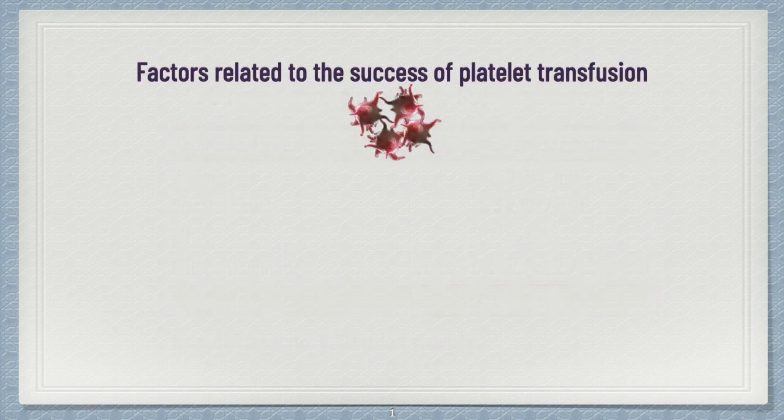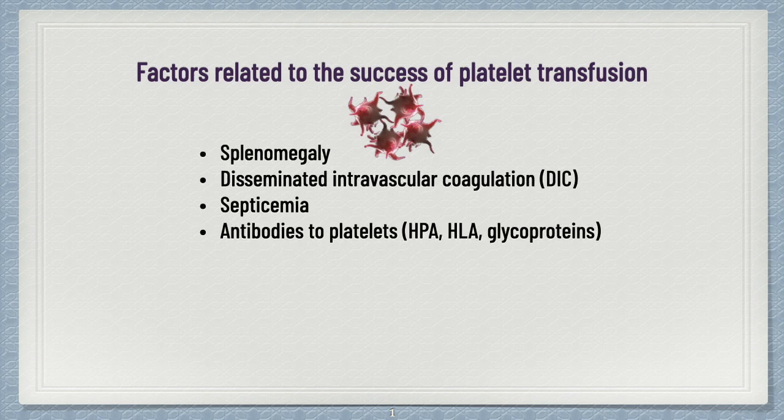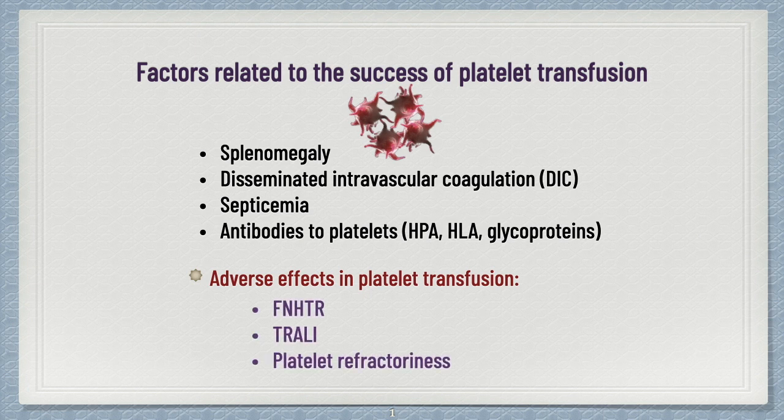Factors related to the success of platelet transfusion. After transfusion, platelet count should increase about 20 to 40 times 10 to the 9 per liter. Ineffective platelet transfusion may result from some particular pathologies such as splenomegaly, disseminated intravascular coagulation, septicemia, or the patient has antibodies to platelet membrane molecules. Moreover, platelet transfusion can cause transfusion reactions including febrile non-hemolytic transfusion reaction, transfusion-related acute lung injury, and platelet refractoriness.